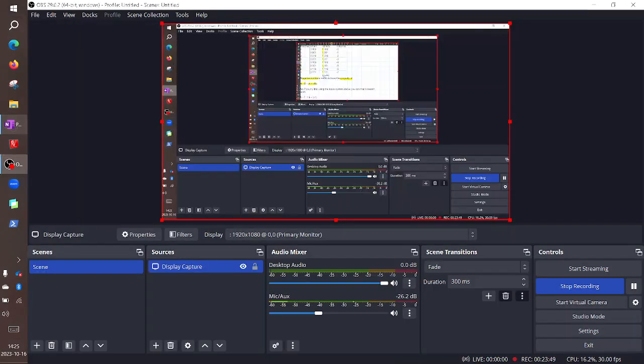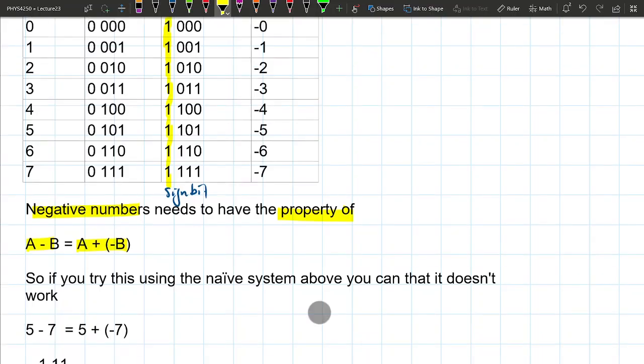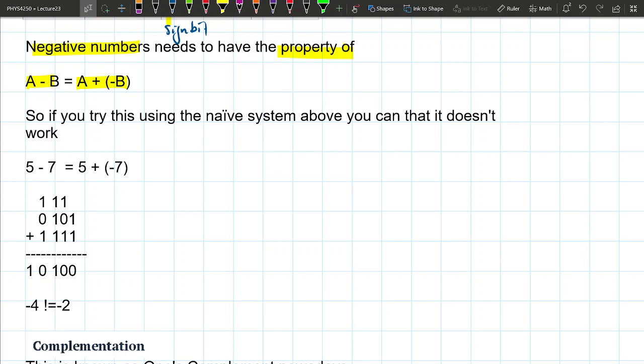I don't know why this stuff is popping up on the side. All right, so instead of 5 plus 7, let's do 5 minus 7. So 5 minus 7 should be the same thing as 5 plus negative 7. And you're going to see the answer, it doesn't work, but let's go through the exercise anyway. So 5 is 101, with a 0 in front, a sign bit of 0.